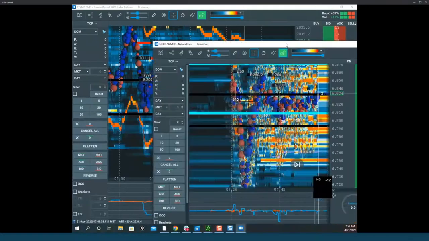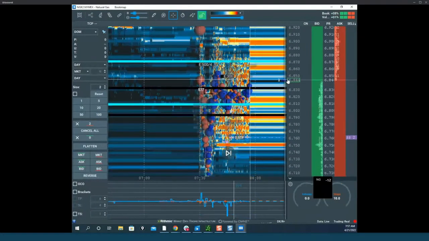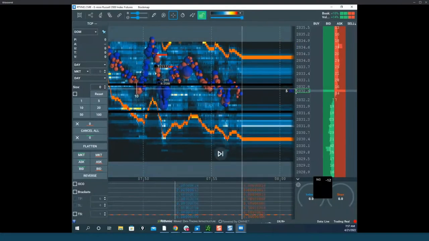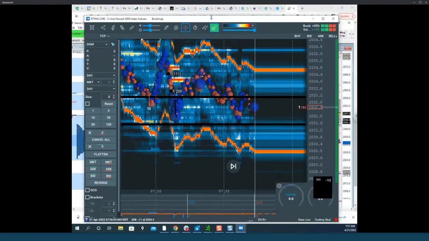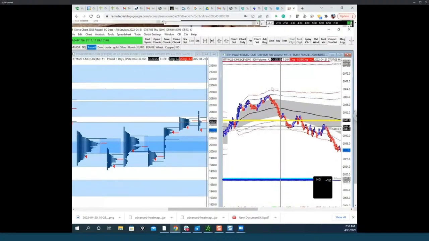Let's take a quick look here. Still breath holding in natural gas. I cannot wait to see the breakout of this zone. It's going to be fun to watch. So we're still on this zone in Russell. Where are these other markets, even though nothing's happening in them?